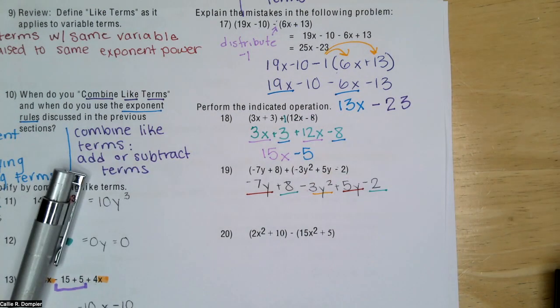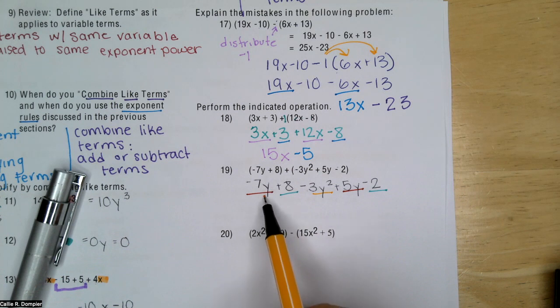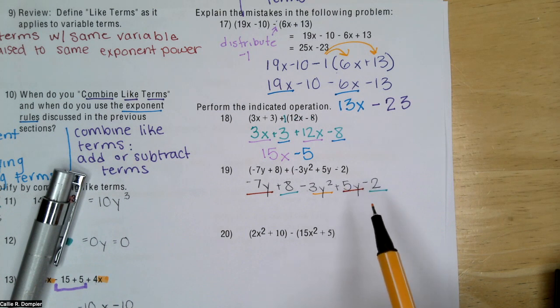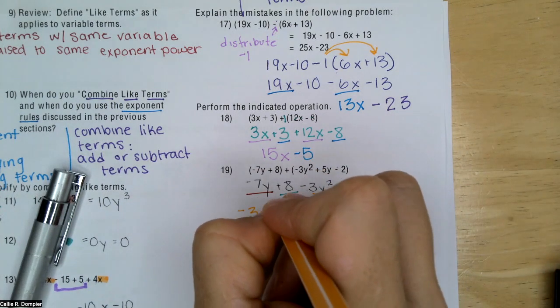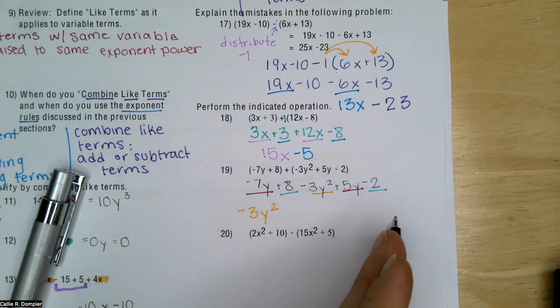You also want to put it in descending order. So I see that this has a degree of 1, degree of 0, degree of 2, degree of 1, degree of 0. So I'm going to start with my degree of 2, because it's the biggest one. It's the biggest degree. The -3 isn't the biggest number, but the exponent is the biggest. The exponent is what determines the degree. The degree is how we put it in descending order.